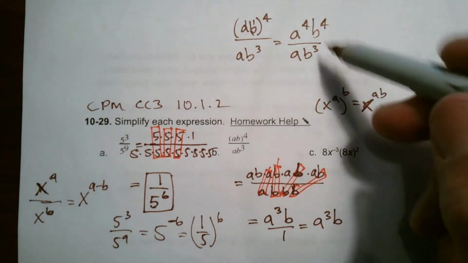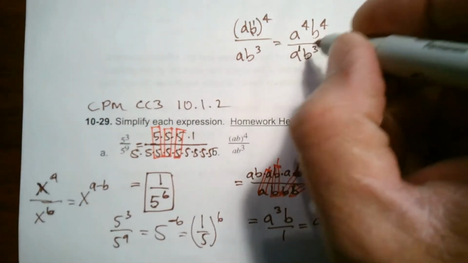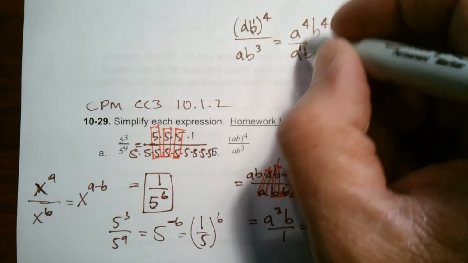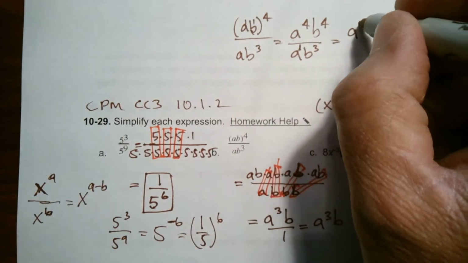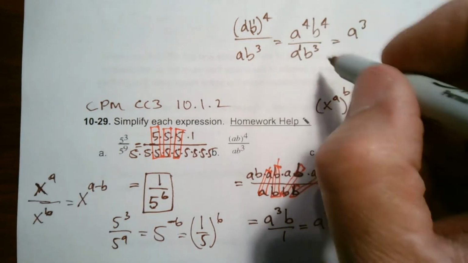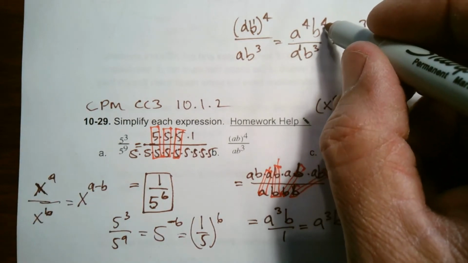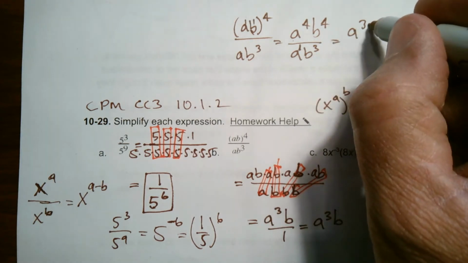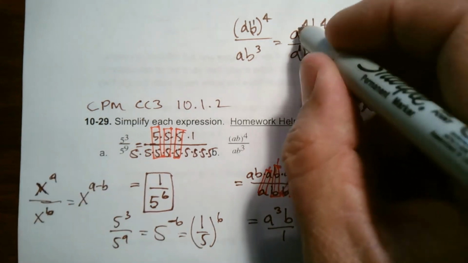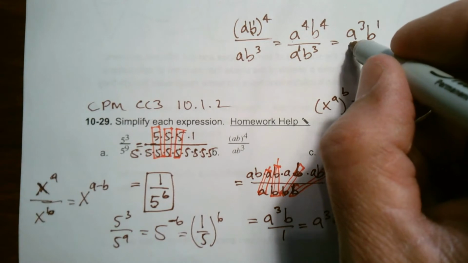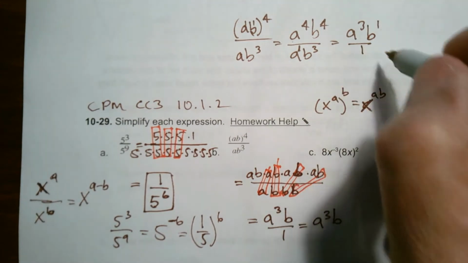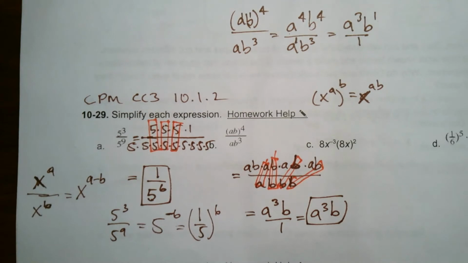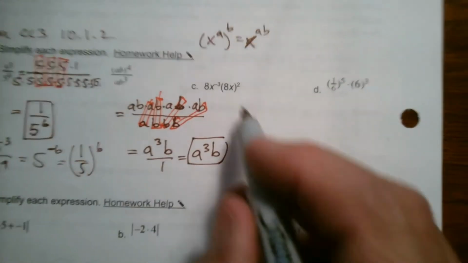If I divide out like bases, a to the fourth divided by a to the first, subtract, gives you a to the third, and it's left on top because there's more a's on top. B to the fourth divided by b to the third, 4 minus 3 is 1, so it becomes b to the first, and it's on top because there's more b's on top. And that's all over 1 again, or just written like that. Okay? All right, let's keep going.